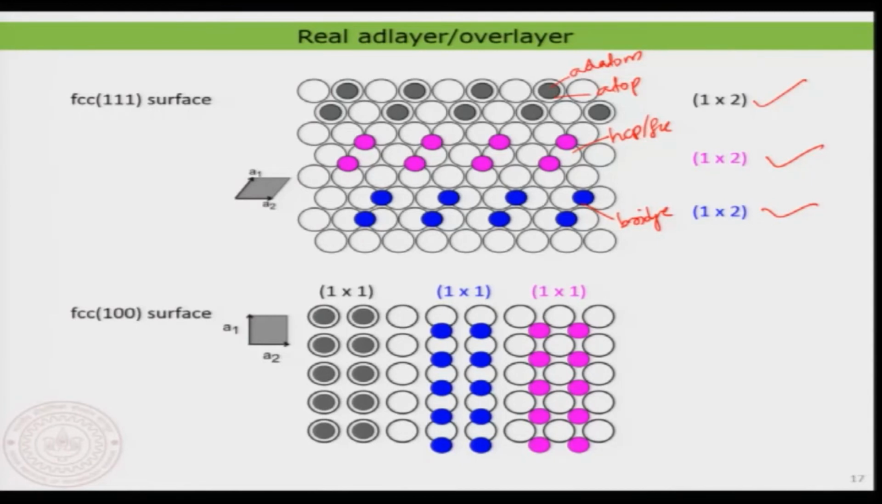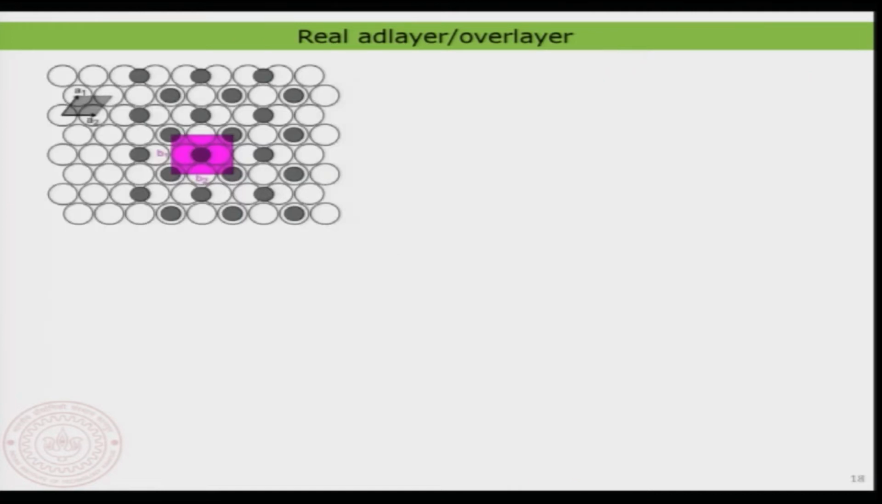Here I have one more example from an FCC 100 surface. There you also see atoms occupying the atop site, atoms occupying the bridge site, or atoms occupying the hollow site. So, they are all the same, these are all 1 by 1 supercells. They are all technically the same, just occupying different sites.